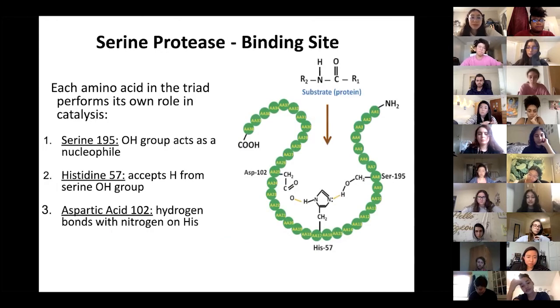So looking more specifically at the catalytic triad, serine has a hydroxyl group that acts as a nucleophile that's actually going to attack the amine on the histidine molecule. So the histidine is going to accept a hydrogen from that serine hydroxyl group. And then aspartate is going to hydrogen bond with the other nitrogen on the histidine molecule.